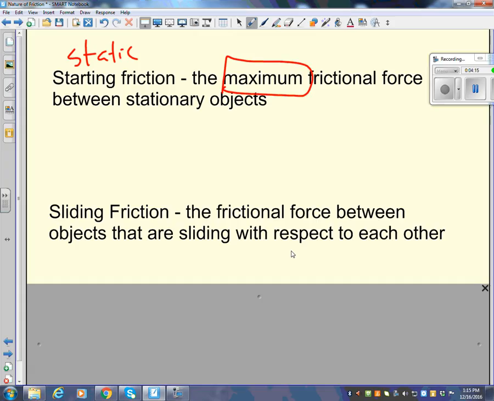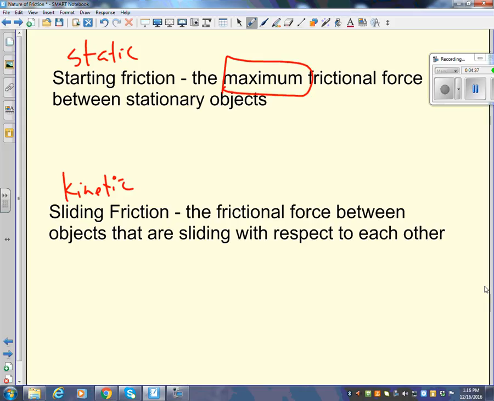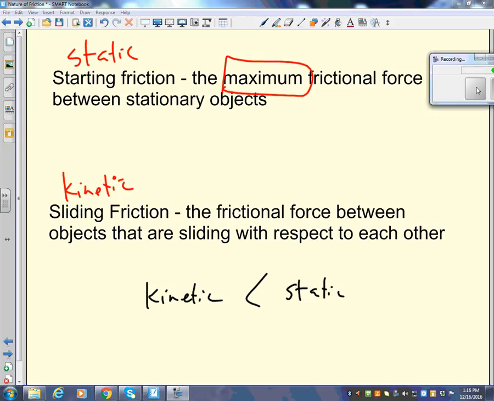Sliding friction, sometimes called kinetic friction, is the frictional force between objects that are sliding with respect to each other. Sliding friction. And it is always less than static. Oh, I got it the wrong way. No, kinetic friction is less than static friction. Are we good here?